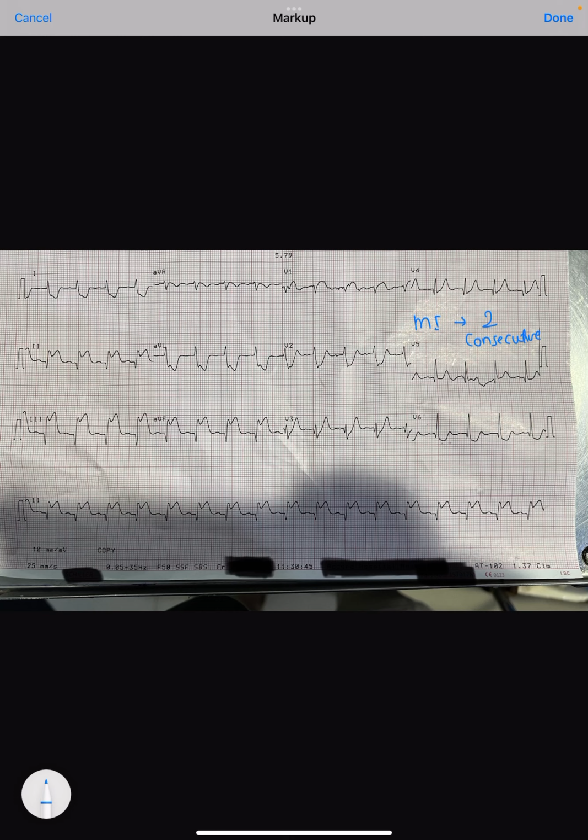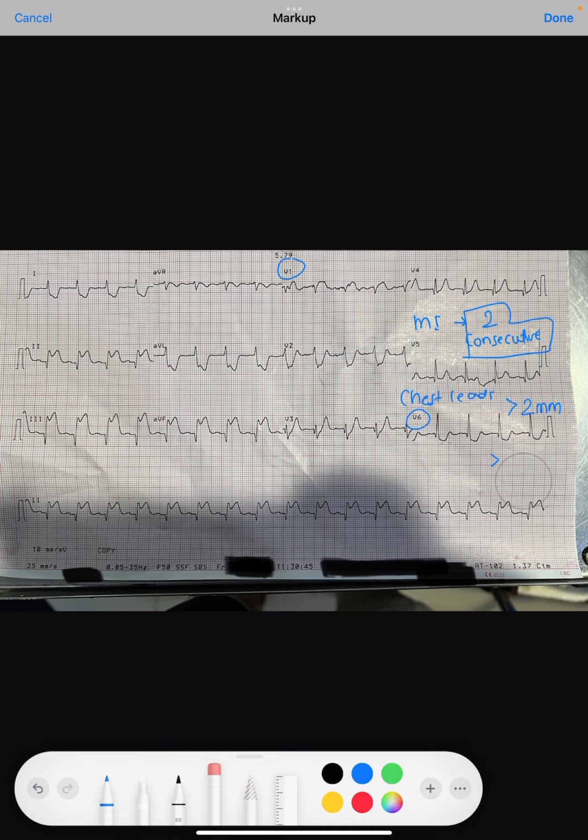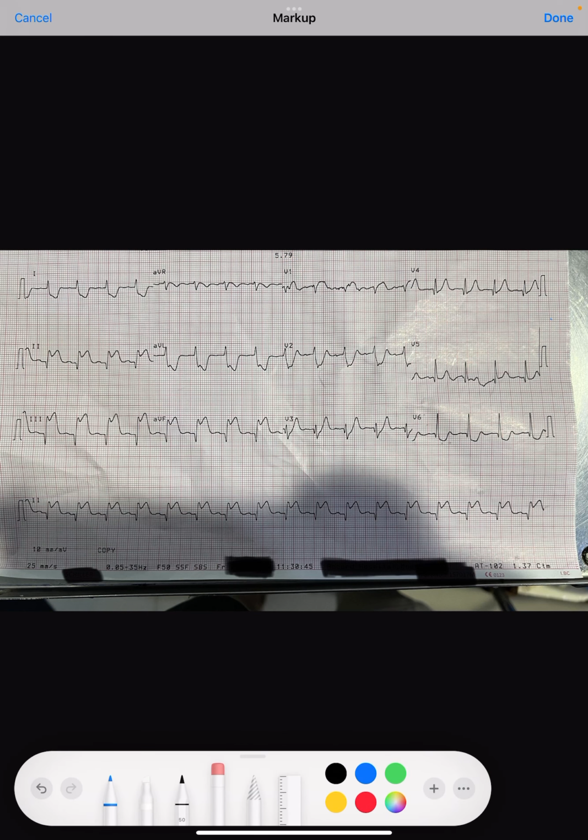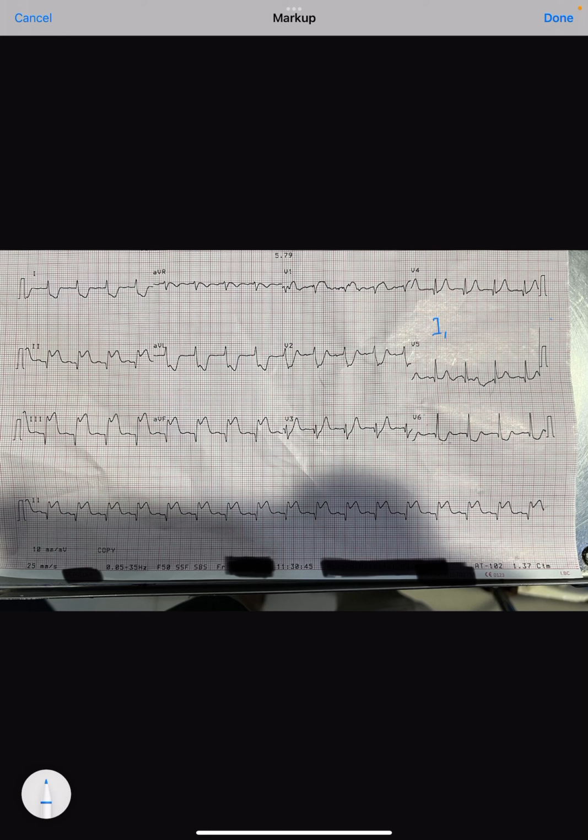When we are talking about chest leads, meaning the leads from V1 to V6, it should show ST elevation of more than 2 millimeter, and if it is a limb lead, we can consider ST elevation of more than 1 millimeter as well. But it has to be two consecutive leads. The other thing we need to remember is that we have to see the consecutive leads. Lead 1, lead AVL, lead V4 to V6 are called consecutive leads.